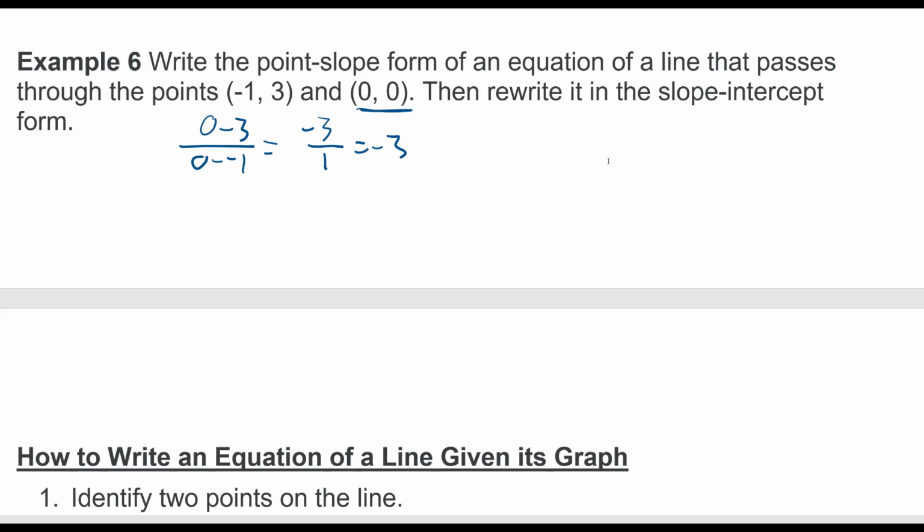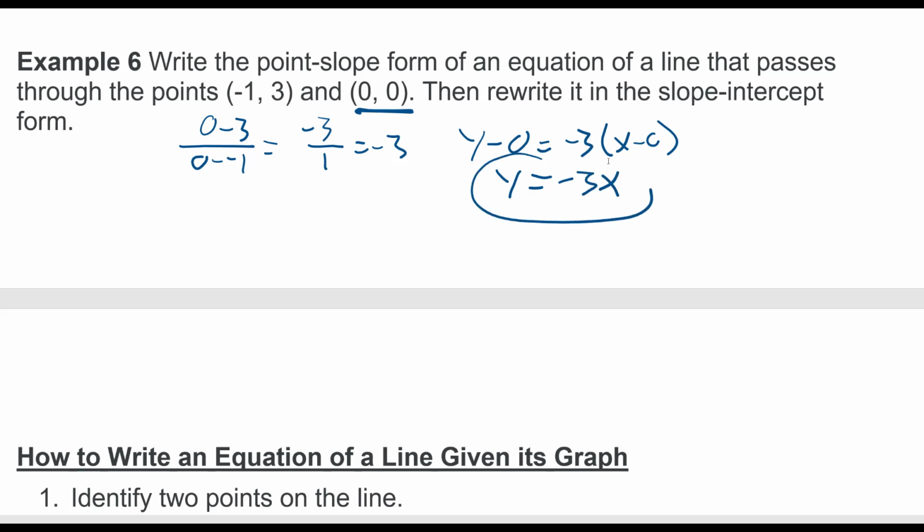Now, I'm going to use this (0, 0). That's an easier point to use. So I do y minus 0 equals negative 3 times x minus 0. So y equals, y minus 0 is just y, negative 3x. And that's already in slope-intercept form.